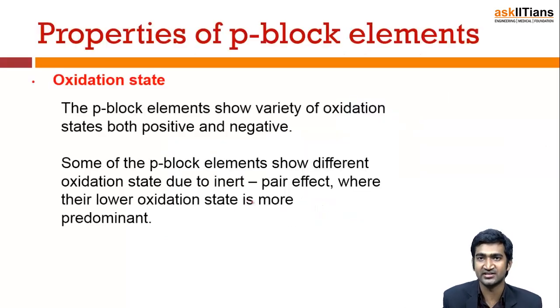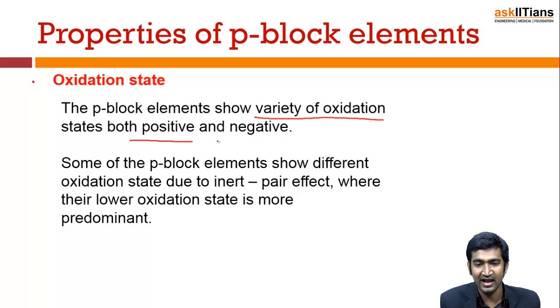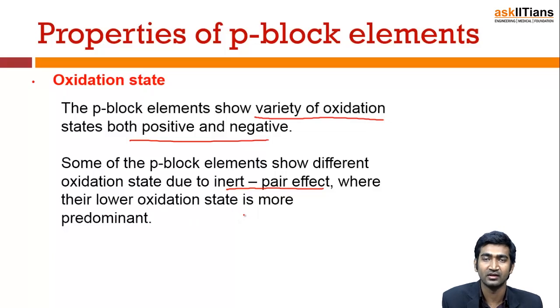Next property is oxidation state. Oxidation state will vary, right? It's written here also that it shows a variety of oxidation states, and there can be both positive or negative. It totally depends upon the inert pair effect, where the lower oxidation state is more predominant. If I have a lower oxidation state, that means either fewer electrons get released from it or fewer electrons get added to it. So the inert pair effect will affect my neutral atom a lot.